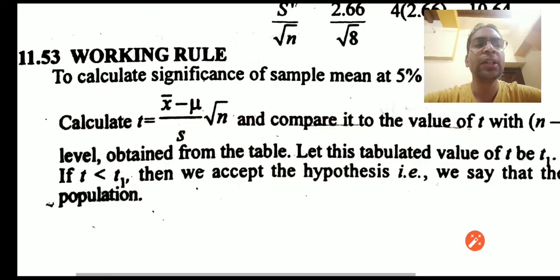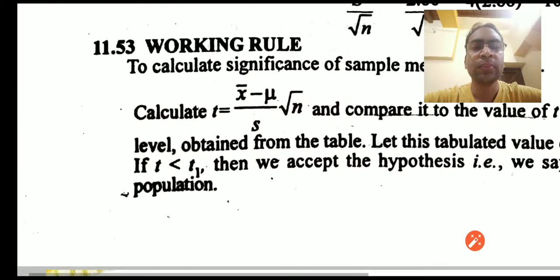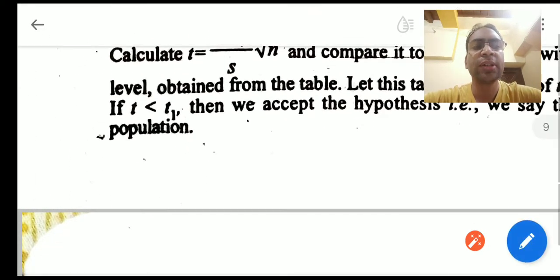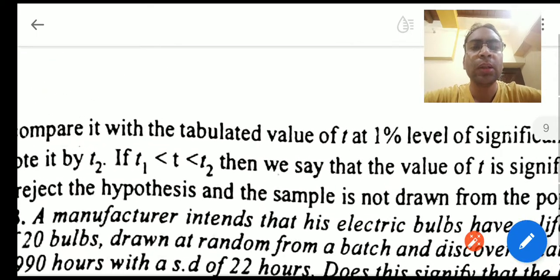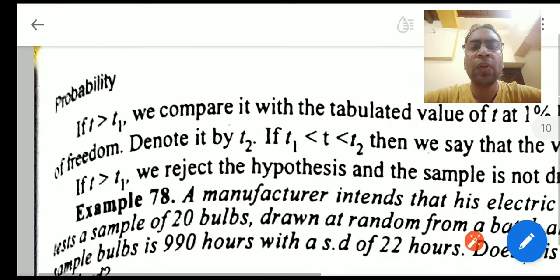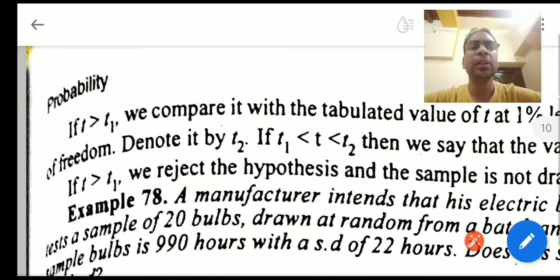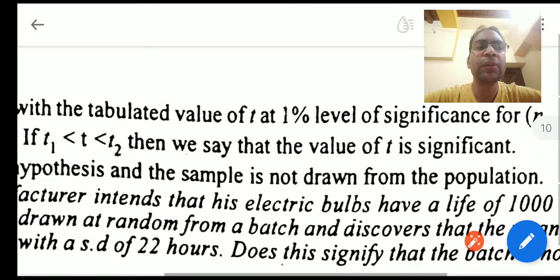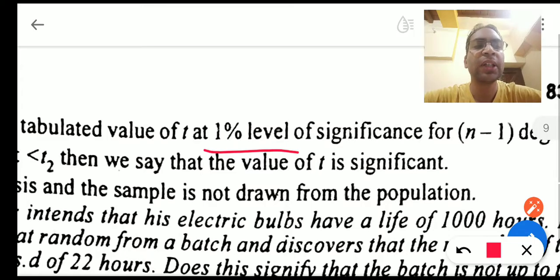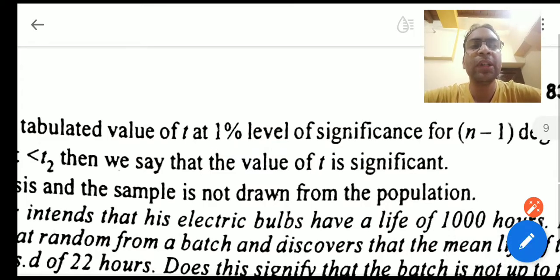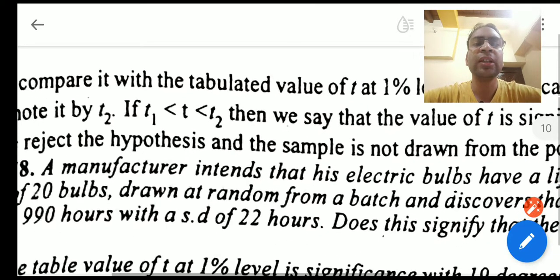In the other case, if it is greater, then we will obviously reject the hypothesis. So this is the working rule. Obviously these standard values depend on the level of significance given. It could be the 1% level of significance, it could be the 5% level, or different percents. So we will need to get the standard values of those.